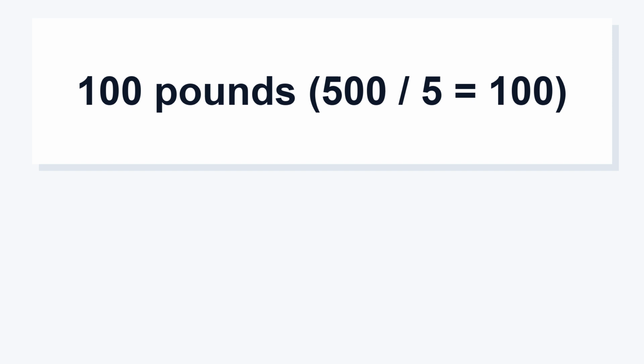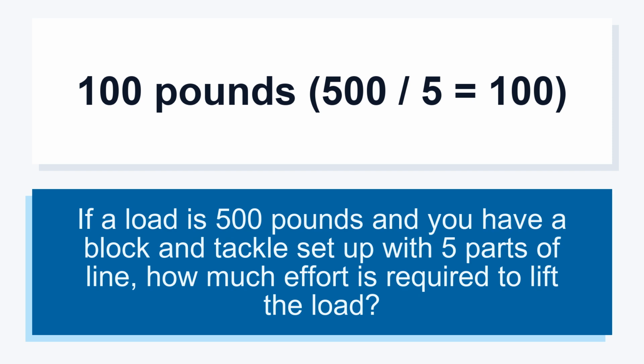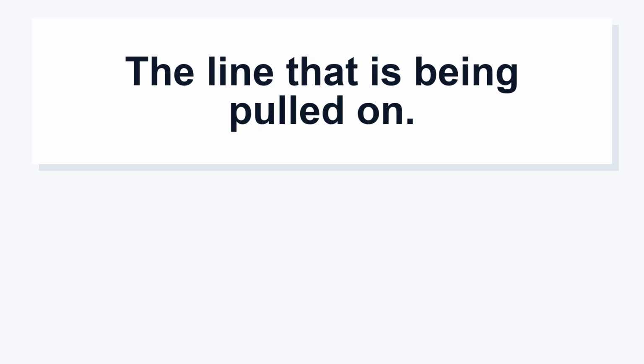100 pounds, 500/5 equals 100. If a load is 500 pounds and you have a block and tackle set up with 5 parts of line, how much effort is required to lift the load, the line that is being pulled on?